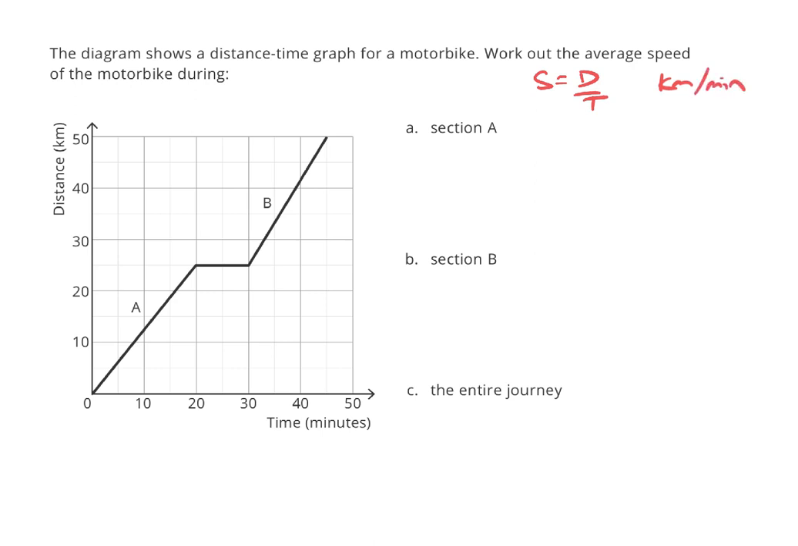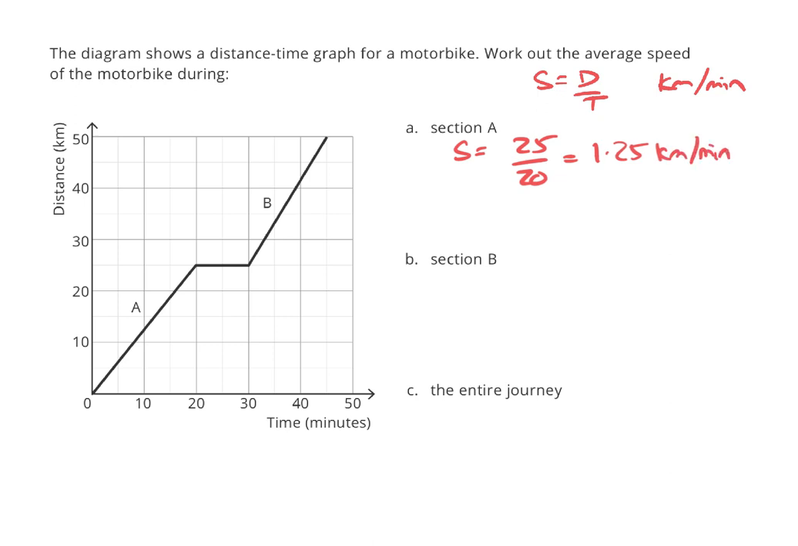So let's look at section A. What is the distance travelled? Well, section A starts at 0 distance and finishes here. So that's 25 kilometers. And the time it took is 20 minutes. So the speed will be 25 kilometers divided by 20 minutes, 25 divided by 20, put that into a calculator, and you get 1.25 kilometers for every minute.